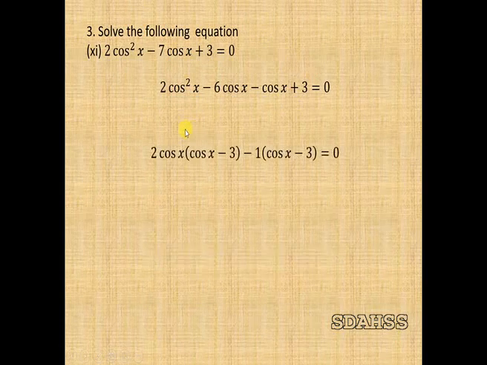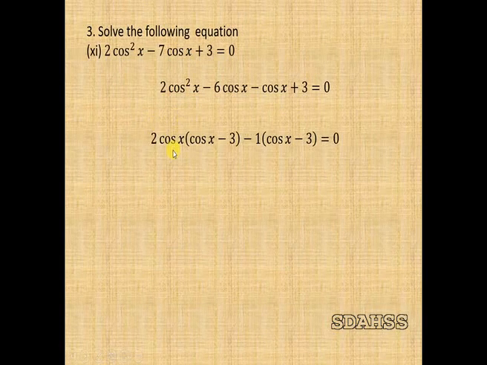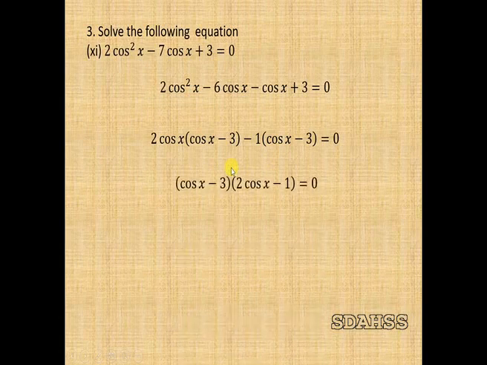In the first two terms, 2 cos x is common, so take it outside. So you have cos x minus 3. In the last two terms, minus 1 is the common factor, so take it outside, then remaining you have minus 1 into cos x minus 3 is equal to 0. Now cos x minus 3 is a common factor, so take it outside, so you have cos x minus 3 into 2 cos x minus 1 is equal to 0.